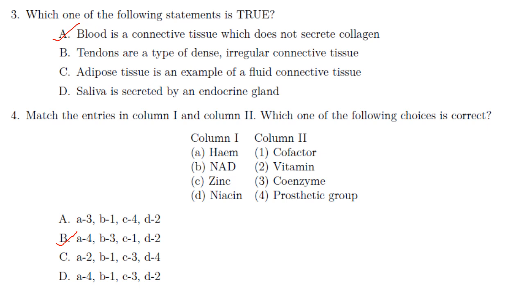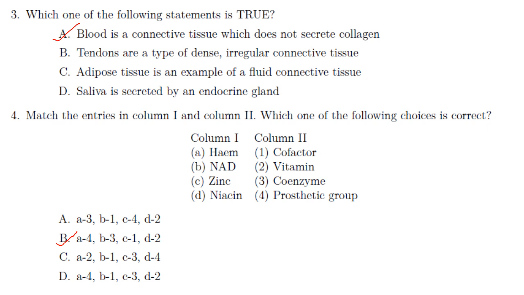Then which one of the following statements is true? Blood is a connective tissue which does not secrete collagen. That statement itself is correct. Next one. Tendons are a type of dense irregular tissue. They are not irregular, they are regular. Third one. Adipose tissue is an example of fluid connective tissue. Blood is an example of fluid connective tissue, not adipose tissue. Then saliva is secreted by an endocrine gland. It is not an endocrine gland, it is an exocrine gland. So option A is the correct answer.